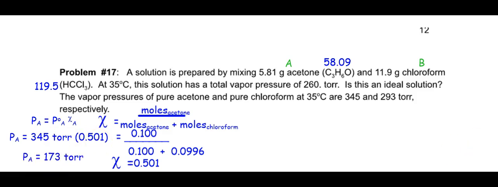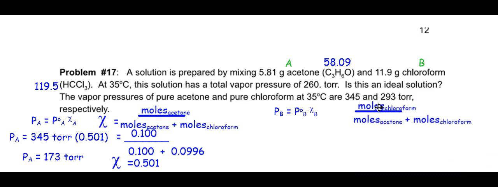Well, guess what? I've got to do the same thing now with chloroform. All right, so my chi is moles of chloroform over this whole thing. But let's save ourselves a little bit of work here, okay? Hey, what do the two mole fractions always add up to? 1.